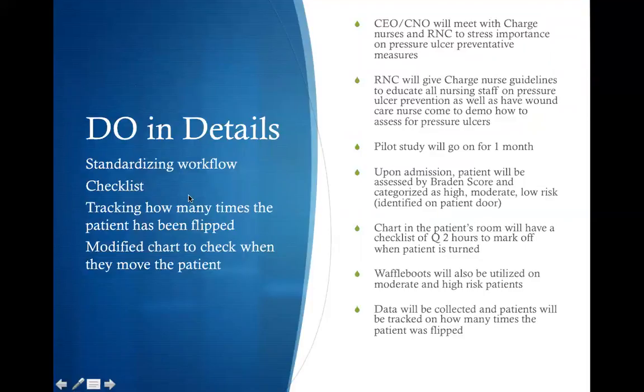In detail, the steps that would be taken are that the CEO and the CNO will meet with the charge nurses and the RNC to stress the importance of pressure ulcer preventative measures. Then the RNC will give charge nurses guidelines to educate all nursing staff on pressure ulcer prevention, as well as have a wound care nurse come to demo how to assess for pressure ulcers. This study will go on for 1 month, and upon admission, the patient will be assessed by the Braden score and then categorized as high, moderate, or low risk, and it would be identified on the patient's door.